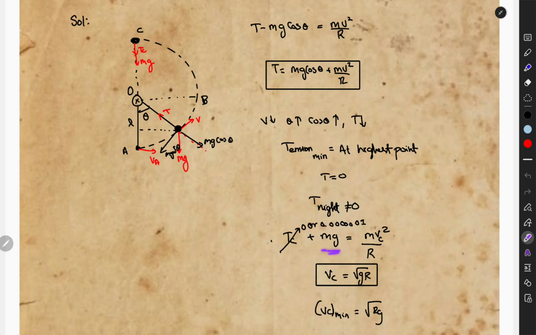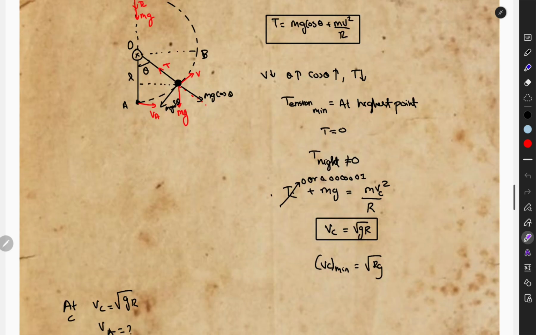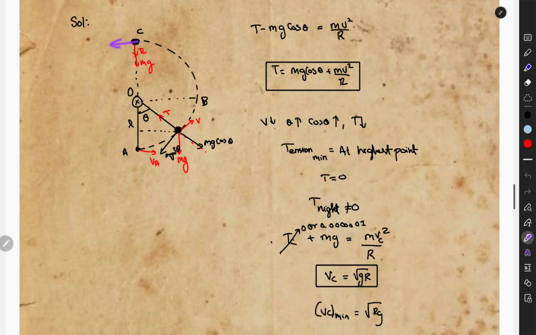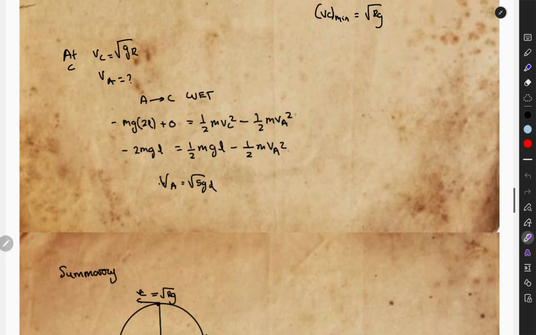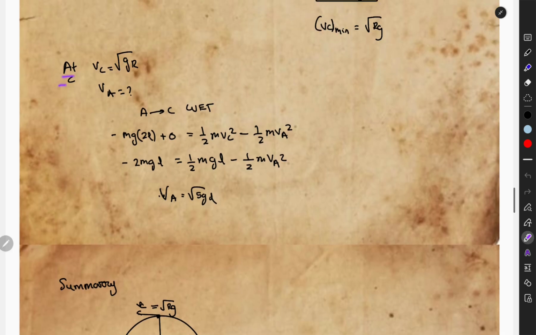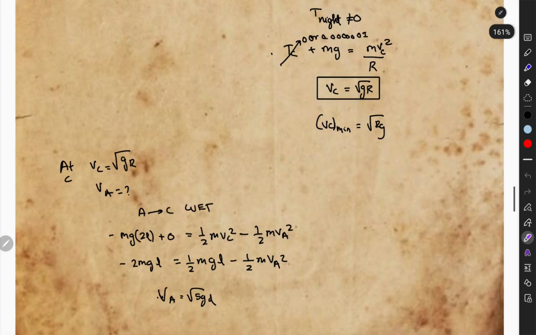Okay, what is mg? At this point tension will be acting here, and mg also will be acting in the same direction, so tension plus mg is equal to mv square by r. So vc you will be getting as root gr. So at this point you will be having velocity root gr. So at c we have found that root gr.